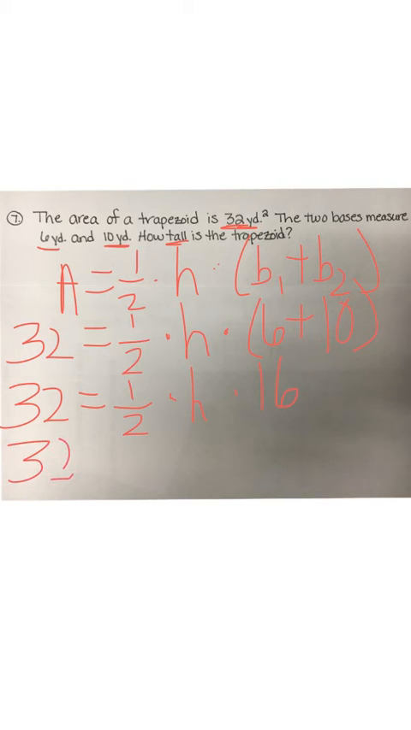Bring down the 32 and the equal sign. Take 1/2 of 16, which is 8, and because it's multiplying times the h, we can keep it as 8h. Now to get rid of the 8, we divide by 8 on both sides, and we get that h is equal to 4. Bring down your label, which is yards. It's just the height, so it stays yards.